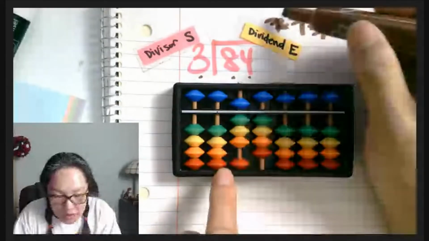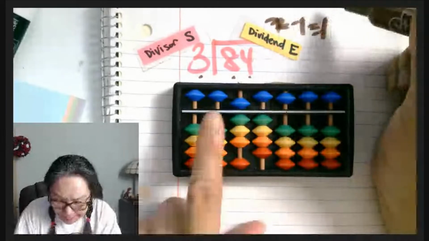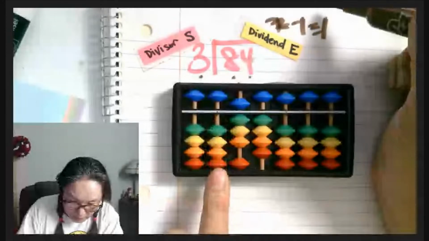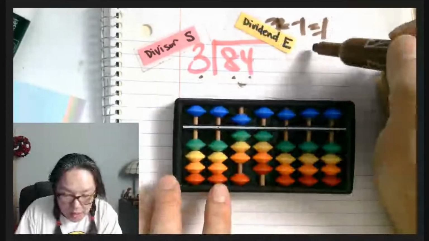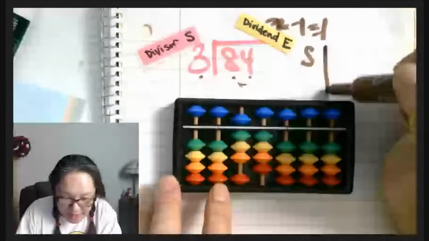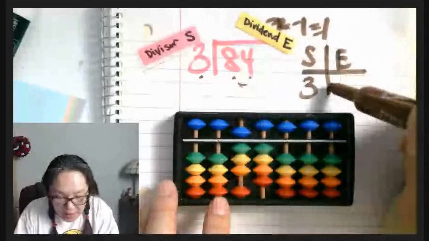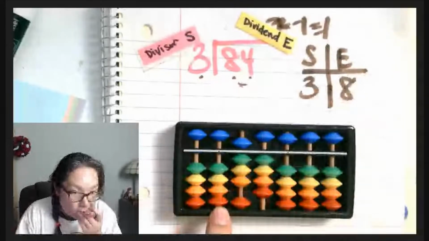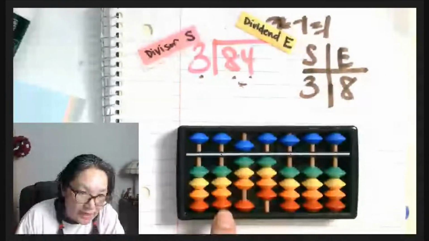I'm going to place my answer on the 1 column. So we have 2 take away 1 is equal to 1. 1 is my starting point, so this is where I'm going to start. Now my question is, who is bigger? I'm going to start comparing apples to apples. I have my divisor and my dividend. My divisor is 3. My dividend is 8. Who is bigger, my divisor or my dividend?